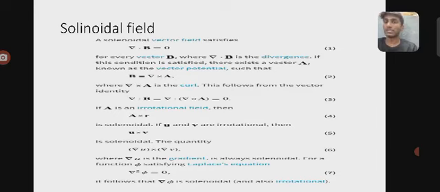Where del cross A is the curl, this follows from the vector identity. So from the vector identity, del dot B = del dot (del cross A) = 0. If A is an irrotational field, then A cross R is solenoidal. If U and V are irrotational, then U cross V is solenoidal. Then the quantity is del U cross del V, where del U is a gradient, and it is always solenoidal for a function phi satisfying the Laplace equation. So by this Laplace equation, del dot del phi = 0. So here del phi is solenoidal.